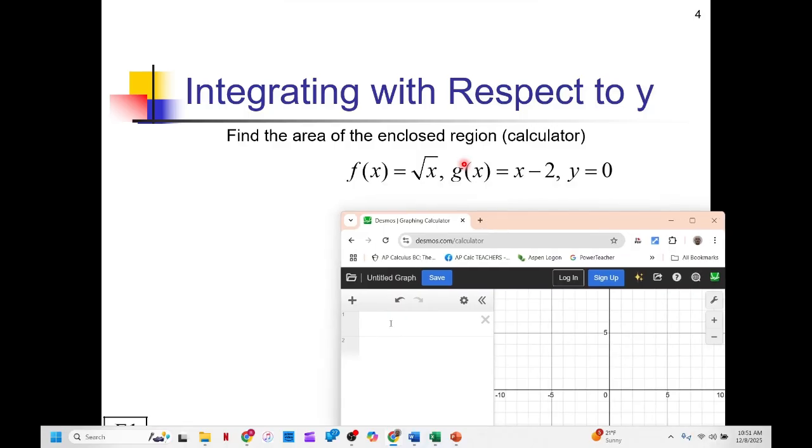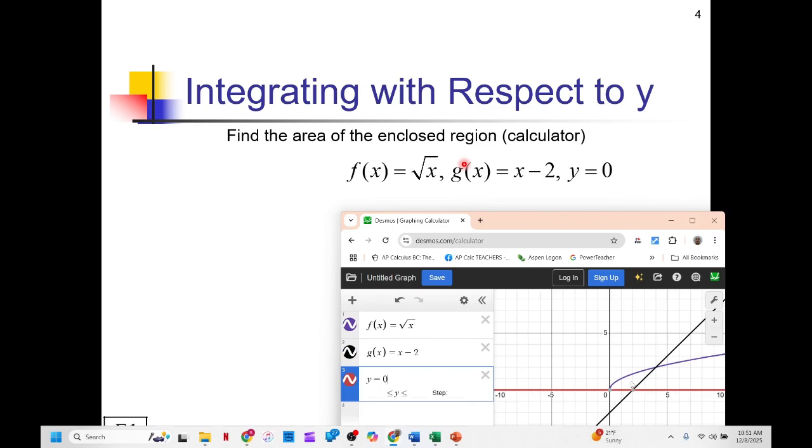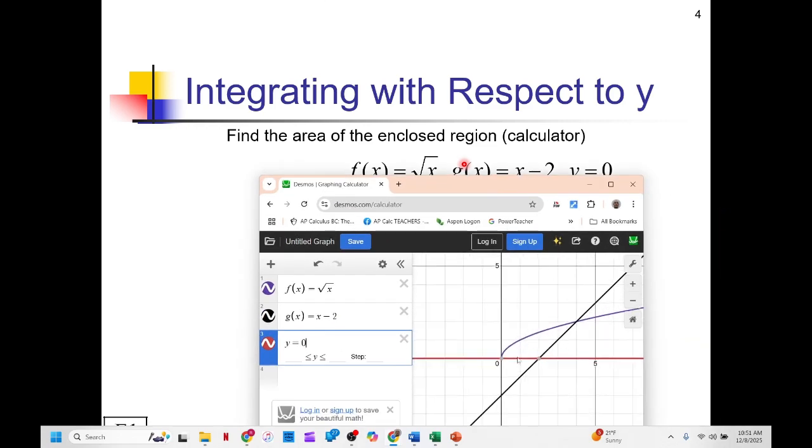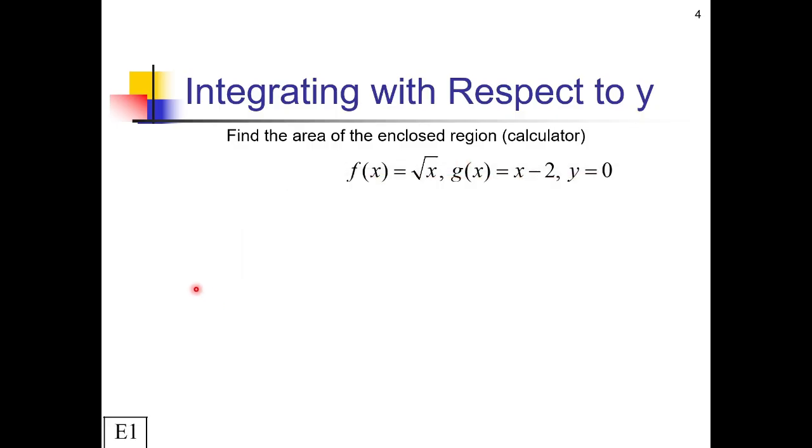So we have f of x equals square root of x. So there's our square root function, and g of x equals x minus 2, and we have the line y equals 0, which is just the x-axis. So this is our region in here that we're trying to figure out the area of, this enclosed region. Now there's a couple ways to do this problem.